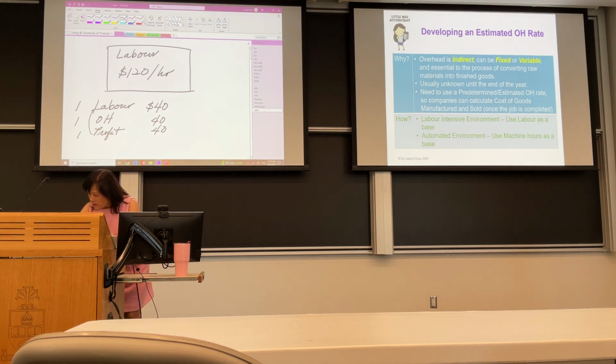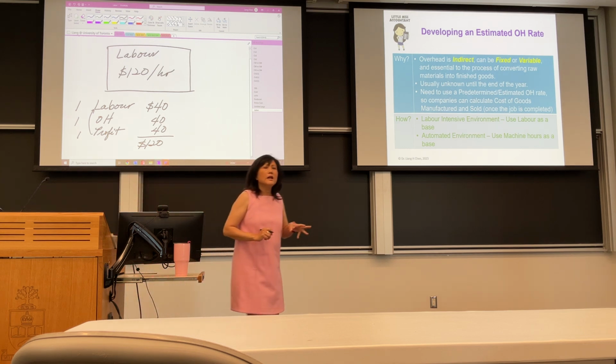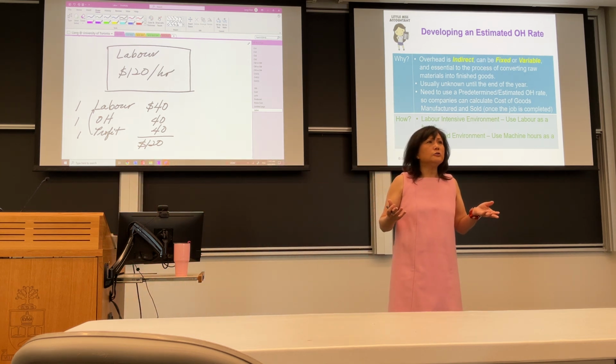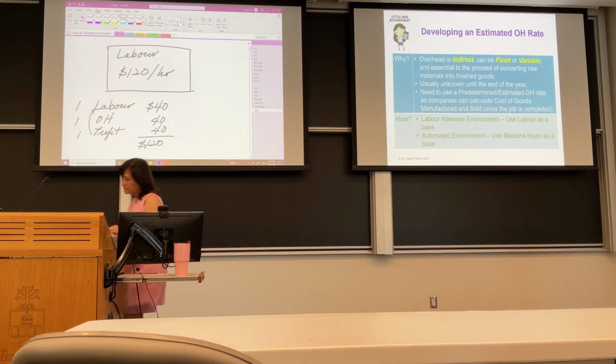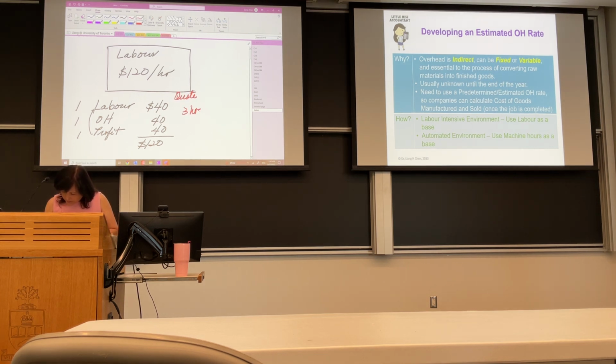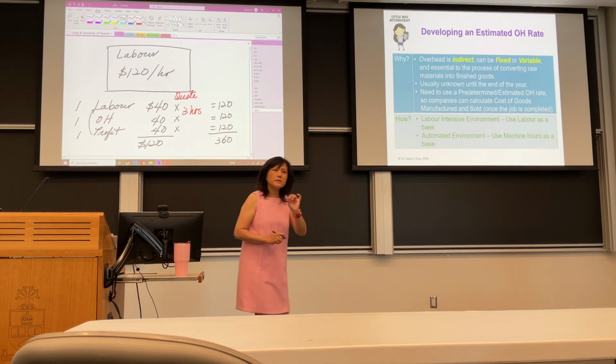Okay, so now each hour charge $120. You bring your car to be fixed, and they say, it looks like it's going to take 3 hours. They give you a quote, 3 hours. This is a quote, this is not actual. So what happens is you're going to be charged $120 for labor, $120 for overhead, $120 for profit, $360. Okay? This is the quote. This is not actual.